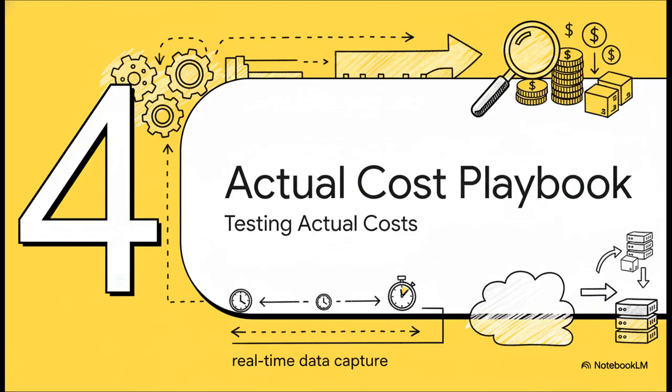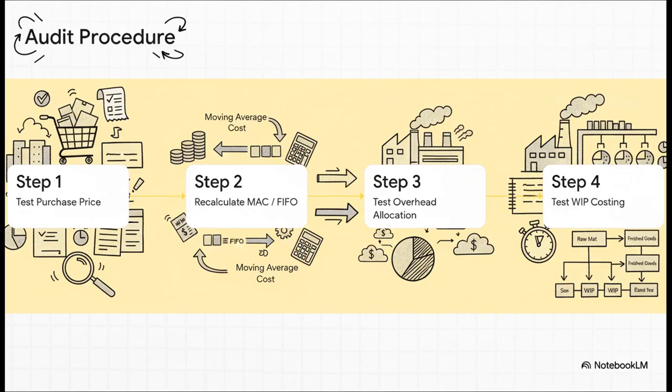So, what happens if your client uses actual costing instead? Well, the whole focus of your audit shifts, and it shifts dramatically. It becomes less about testing estimates and way more about testing the accuracy of how they capture data in real time. So here's the playbook for an actual cost system.